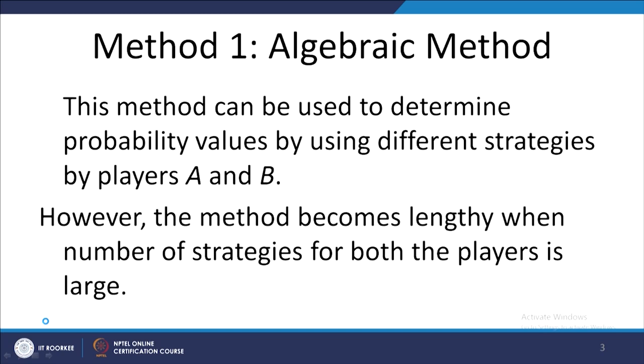The first method, that is the algebraic method, is fairly simple and it means that we are going to convert the problem into a set of equations and then determine the values of the Pi's and the Qi's and the value of the game. So, this method can be used to determine the probability values for the different strategies used by the players A and B. However, this method might become quite lengthy when the number of strategies for both players is very, very large. So, that is the limitation of this method.